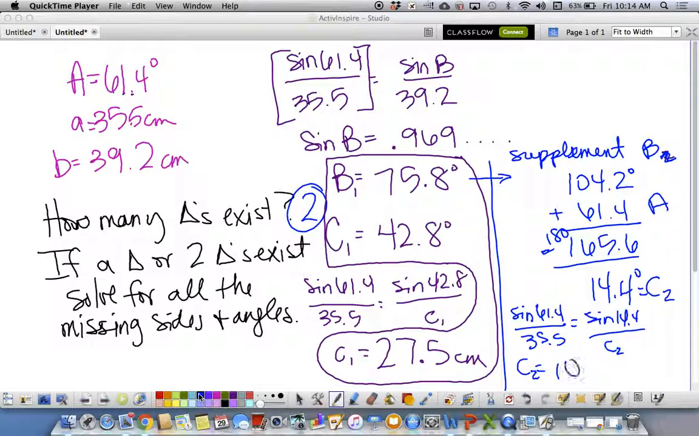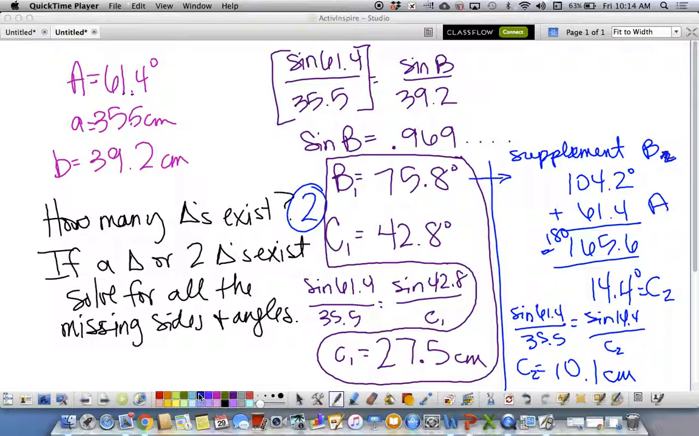So I got 10.1 centimeters. Okay. Triangle. The only thing you were given in the triangle was a side, side, angle. Okay? What are you missing? 3 things. You're missing 2 angles and a side. Okay? You're missing 3 pieces.